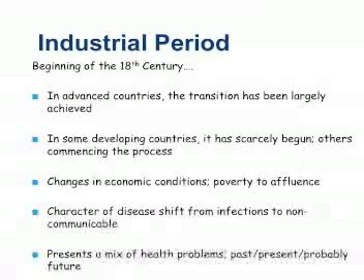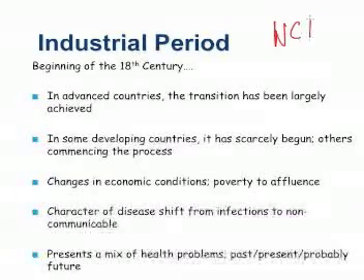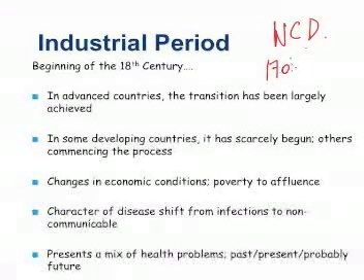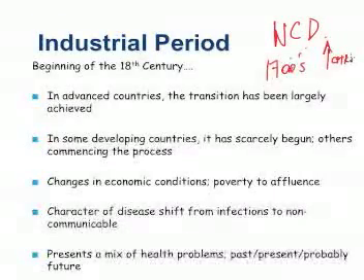Okay, so the modern phase of public health, where we're looking at the emergence of chronic non-communicable diseases. NCDs is the abbreviation. You'll see this acronym used quite a bit. It was the beginning of the 18th century, so the 1700s, where we start to see the increase in chronic disease, or NCDs, non-communicable diseases.